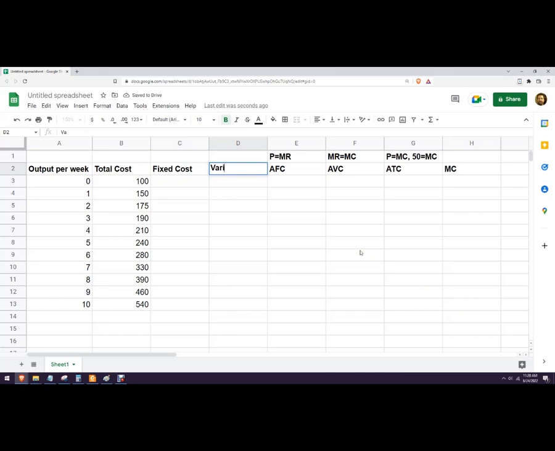Then I want variable cost. The reason I want that is because I want to be able to calculate this really quickly and this really quickly. I can already calculate this.